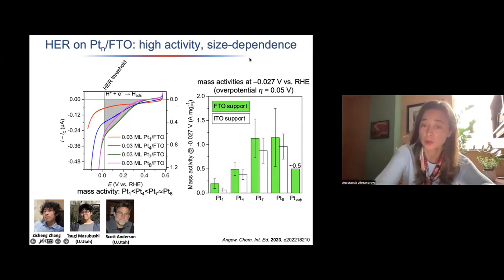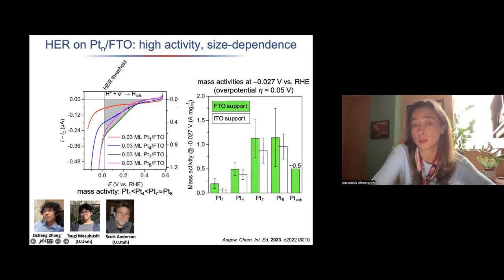And second, there's strong size dependence. Again, you see it from here, and you also see it from the current. So you see that platinum 1 is not particularly active, followed by platinum 4, and then 7 and 8 are more active, and they're close to each other. So we want to see if our model, however complicated, what I just described to you, can capture this effect, and then furthermore explain it.